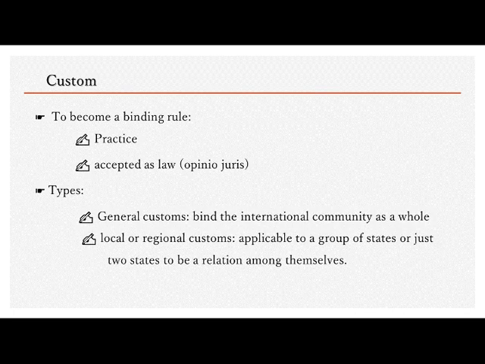2. Custom. To become a binding rule, the custom must have been practiced and accepted as obligatory by the international community. State practice distinguishes between general and regional custom. General customs are those customary rules that bind the international community as a whole, whereas local or regional customs are those applicable to a group of states or just two states in relation among themselves.